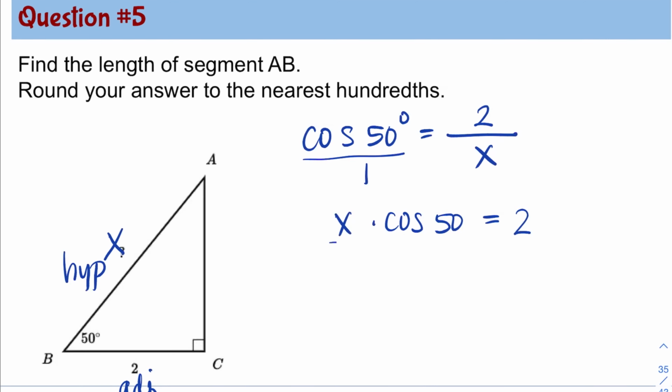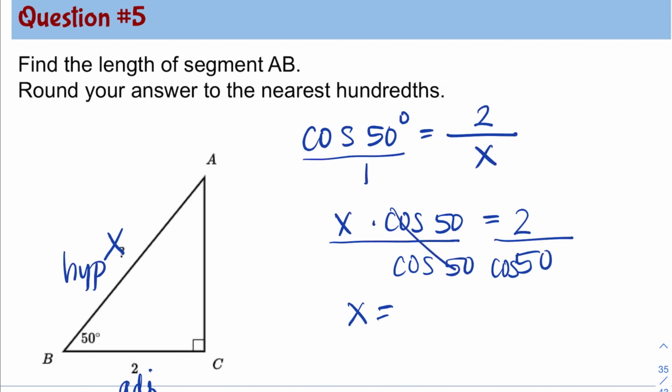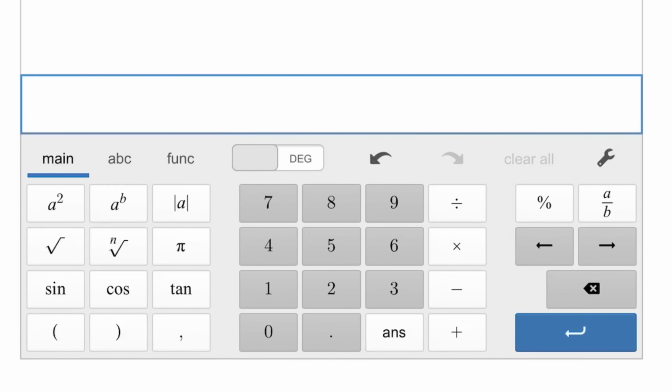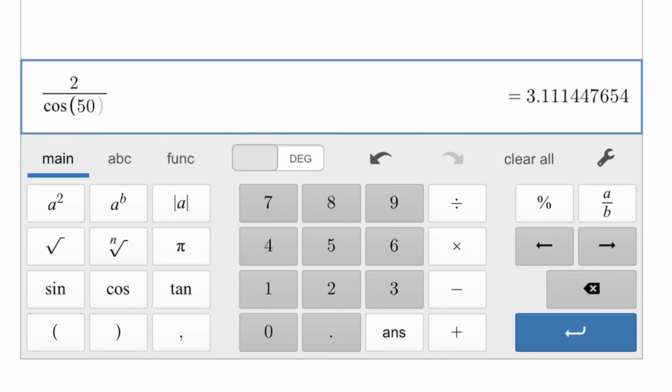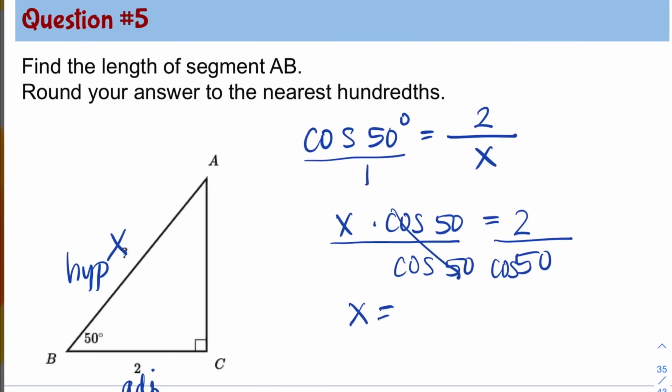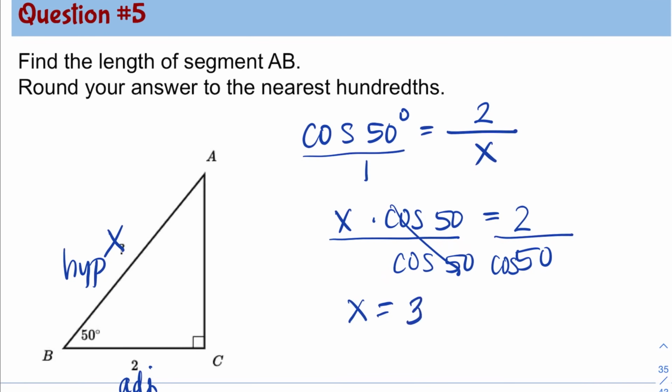Next step is dividing both sides by cosine 50 because we need to isolate the x. So x is equal to, this cancels out. Now we need to plug in 2 divided by cosine 50. Plugging it in, we have 2 divided by cosine 50. So the answer is 3.11 units.